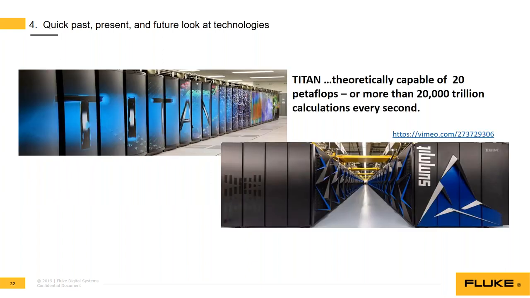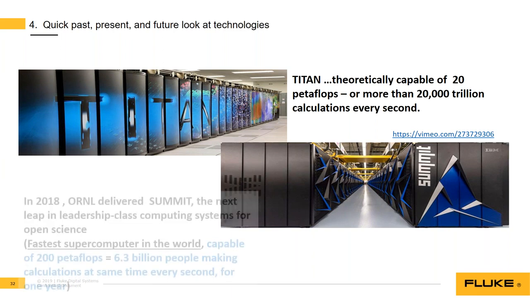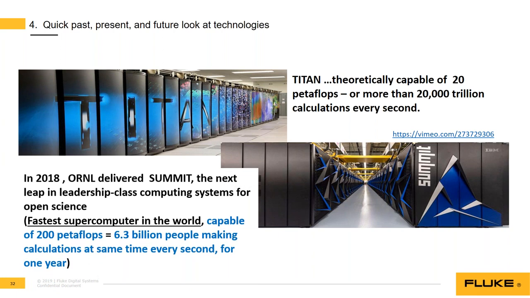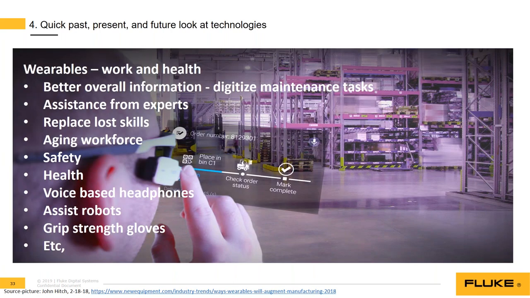We work with the supercomputers at Oak Ridge National Lab, and we've got students there. We've been helping on the infrastructure for almost over 10 years now. And Titan was capable of 20 petaflops. That's 20,000 trillion calculations every second. In 2018, Summit was released. 200 petaflops. Wow, an order of magnitude faster. That equates to 6.3 billion people making calculations at the same time every second for 1 year. You can't even fathom how much data that actually is. You look at what's coming out here.